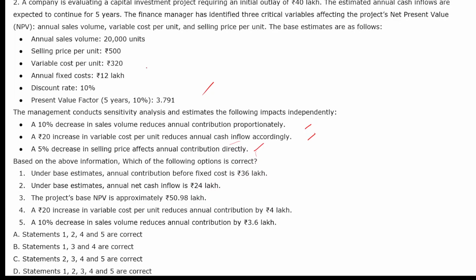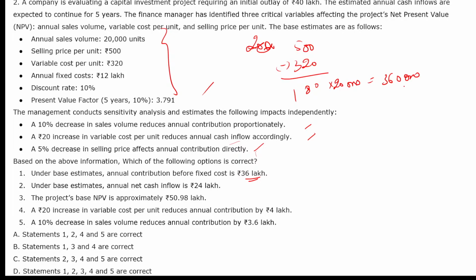Under base estimates, annual contribution before fixed cost is 36 lakhs. Let's calculate: 20,000 units, selling price is 500 minus variable cost is 320. So it will be how much? 180 into 20,000, which will be 36 lakhs. So this is correct. Sales price minus variable cost into units.